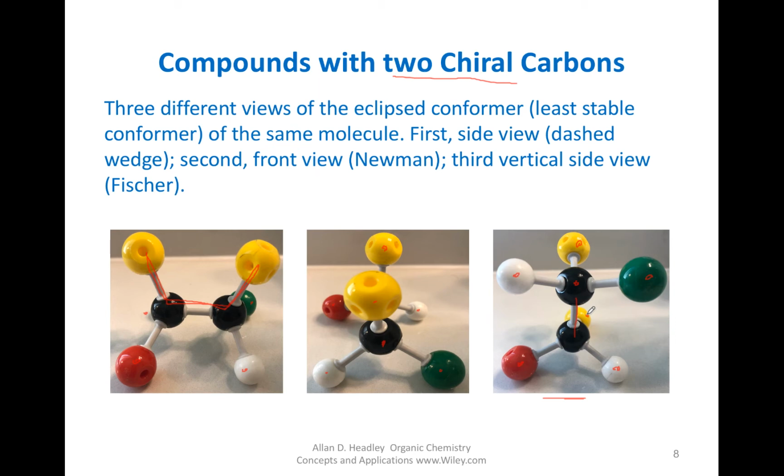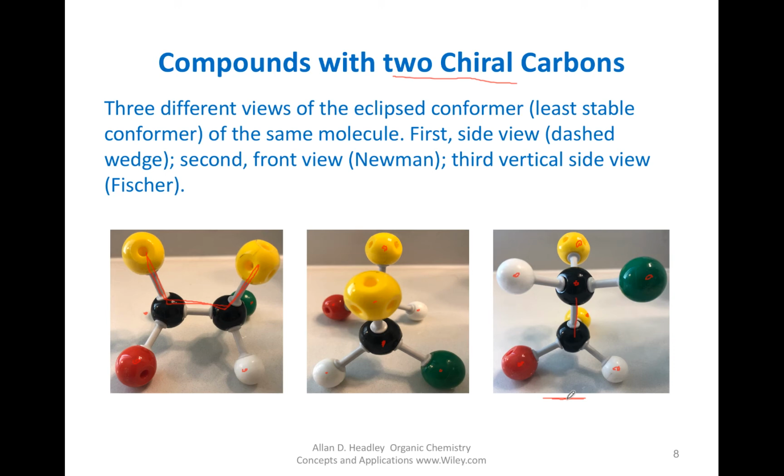You may want to pause the video and build your model here with these colors and rotate it so you get the eclipsed, and orient the molecule in 3 different ways. The dashed wedge, here we have the Newman, and over here we have the Fisher. Same molecule, but different ways of looking at it. Of course, you know where we're going from here.